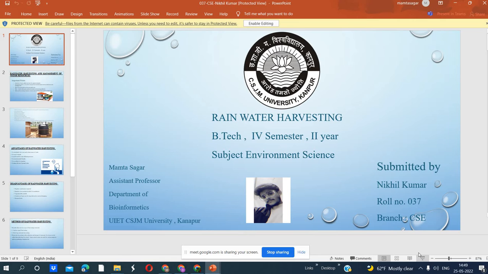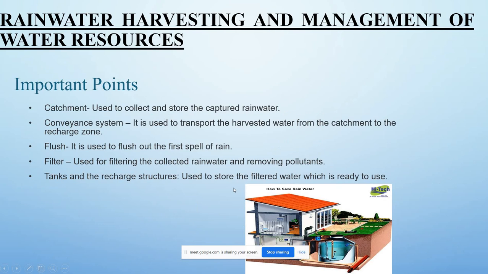My name is Nikhil Kumar and my topic is on rainwater harvesting and management of water resources. The important points: catchment, used to collect and store the captured rainwater. Conveyance system, it is used to transport the harvested water from the catchment to the recharge zone. Flush, it is used to flush out the first spell of rain. Filter, used for filtering the collected rainwater and removing pollutants. Tank and the recharge structures, used to store the filtered water ready to use.